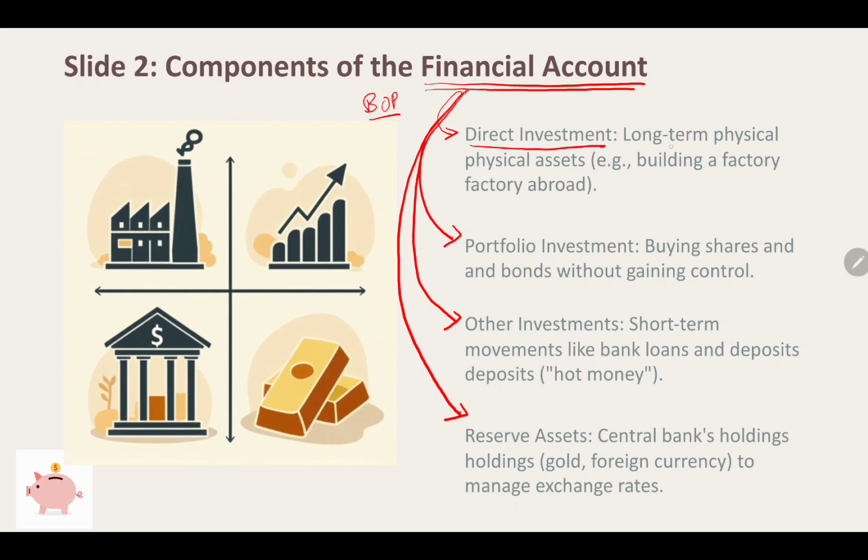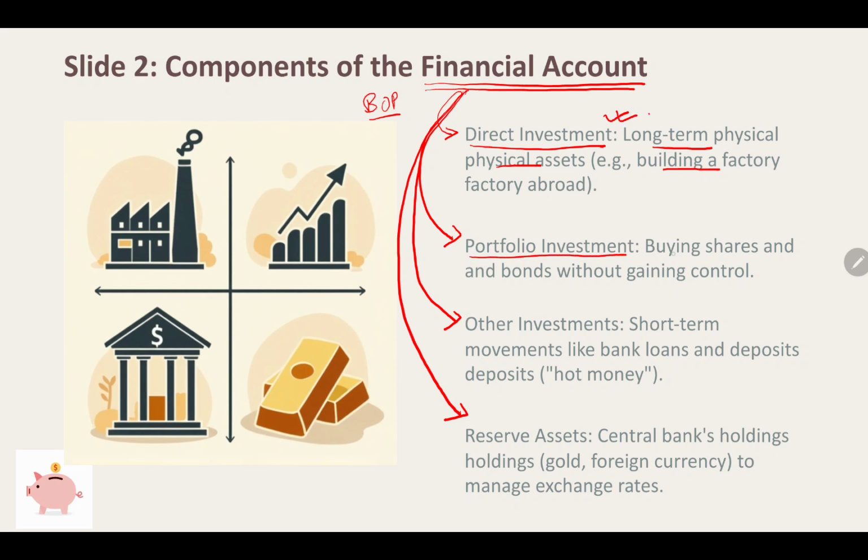Direct investment: long term physical assets, for example building a factory abroad. We have seen many examples, like Google making a data center in another country, or many car manufacturing companies investing in other countries, like iPhone making mobiles in India. So these types of investments are direct investments.